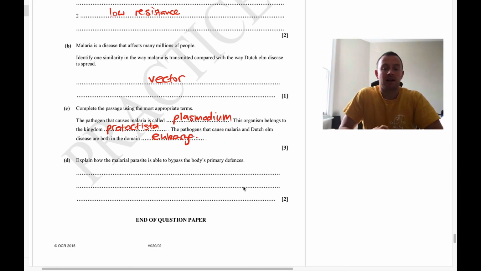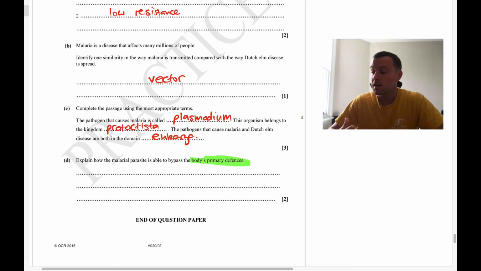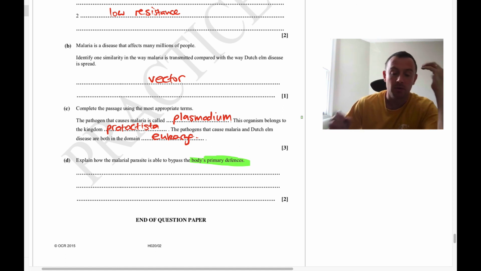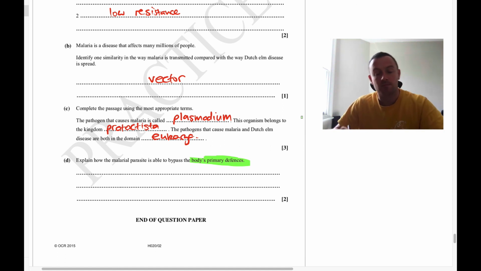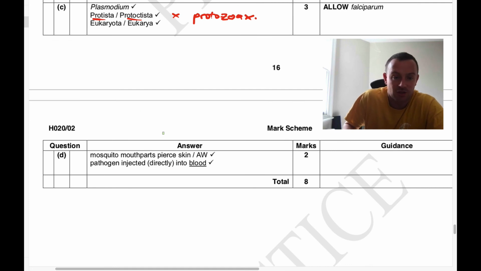Final bit. Explain how a malarial parasite is able to bypass the body's primary defences. The key thing here is, what are the body's primary defences? Primary defences are things that prevent pathogens from getting into your body. What primary defence does malaria bypass? Well, it bypasses basically the skin, because mosquitoes directly inject the pathogen into the bloodstream, and that's what you have to say. Here's the mark scheme. Pathogen injected directly into the blood. Notice you have to say blood or bloodstream to get the mark. It's underlined. And you have to get some idea of injecting or piercing from the mosquito.